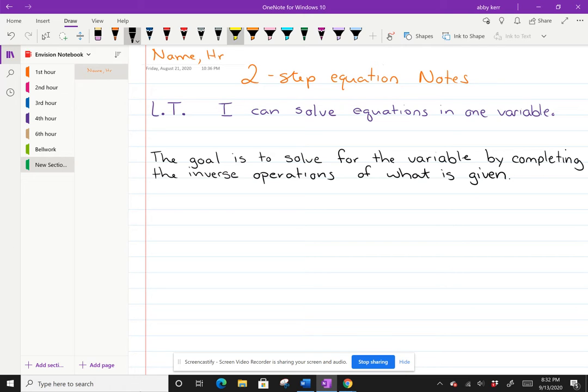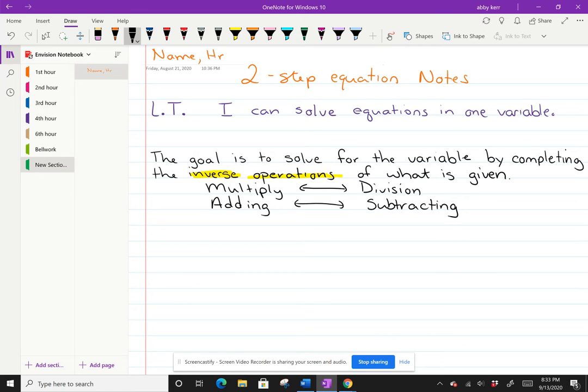So inverse operations, that's kind of like a new vocabulary. Your middle school teachers may have just said do the opposite of what's given, but the technical word is inverse operations. The inverse of multiplying is division, and the inverse operation of division is multiplying. So that is why I'm drawing that double arrow in between. The opposite or inverse operation of adding is subtracting. So once again, that's why I'm doing the double arrow. The opposite of subtracting is in fact adding.